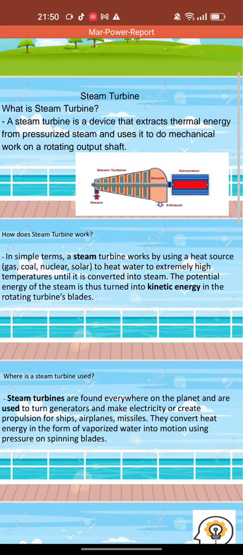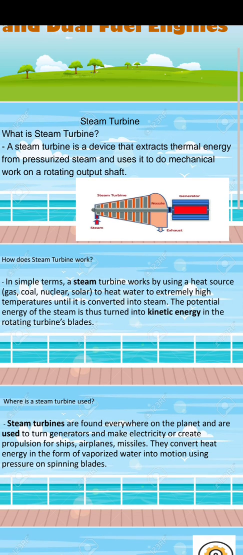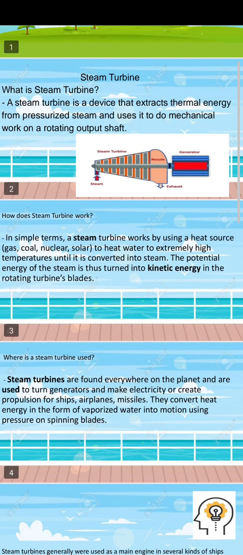So the steam turbine. What is a steam turbine? A steam turbine is a device that extracts thermal energy from pressurized steam and uses it to do mechanical work on a rotating output shaft.